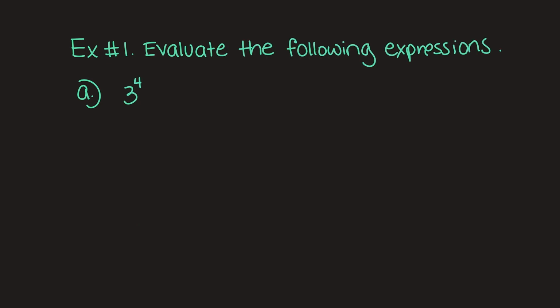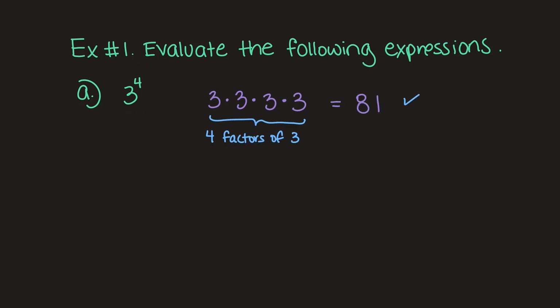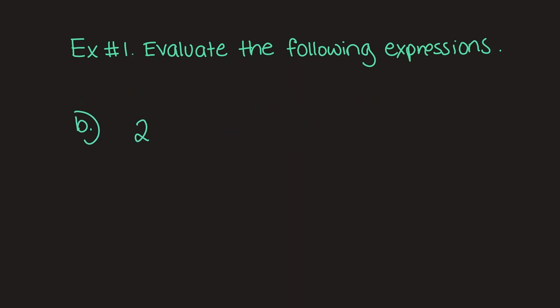For part A, we have 3 to the 4th power. So our base is 3 and the exponent is 4. Therefore, we will have 4 factors of 3. And this multiplies out to 81. For part B, 2 to the 1st power, 2 is our base and 1 is the exponent. Therefore, we will just have 1 factor of 2. So 2 to the 1st power is just 2. This will be true for any number raised to a power of 1. It's the same as writing the number itself without the exponent.